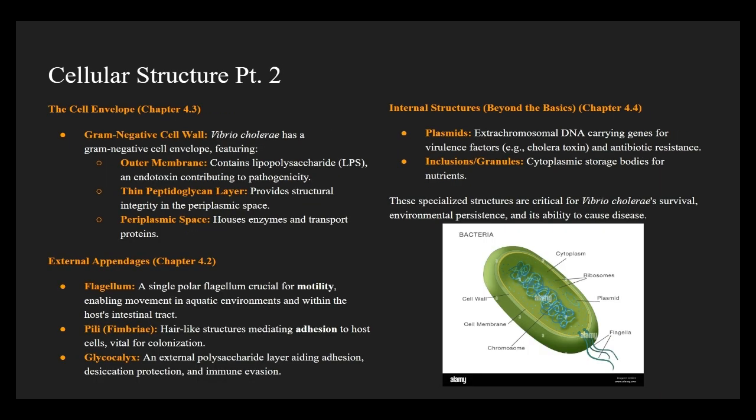The cell envelope is gram-negative, featuring an outer membrane with LPS endotoxin, a thin peptidoglycan layer, and a periplasmic space. External appendages include a flagellum for motility, pili for host cell adhesion, and a glycocalyx for adhesion and protection. Internal structures include plasmids and inclusions/granules, which are for nutrient storage. These are vital for its survival and disease-causing ability.